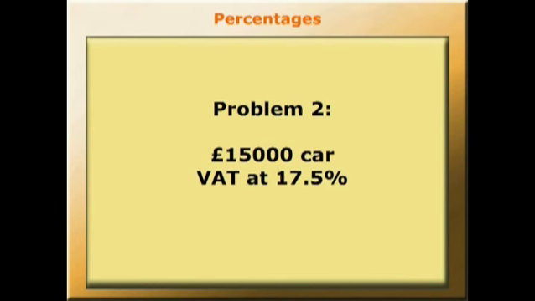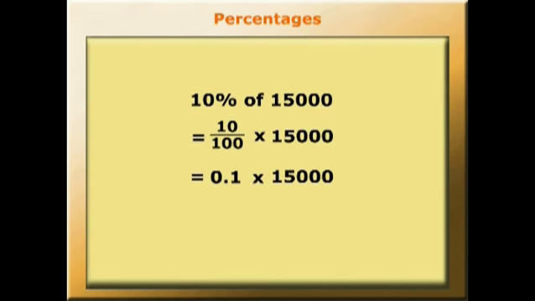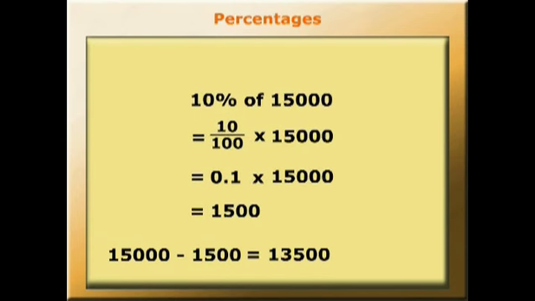If the £15,000 car price is 10% lower, what will the new price be? 10% of 15,000 is 10 hundredths of 15,000, or 0.1 times 15,000, which equals 1,500. So the price reduction is 1,500.